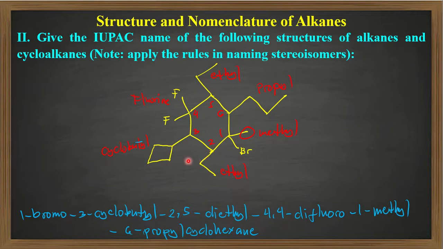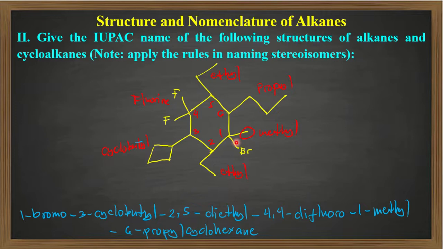That's the name for this structure here. So we have 1-bromo. 3-cyclobutyl. Okay. B, C, E, F, M, P, we arrange the substituents in alphabetical order. 2,5-diethyl. We have ethyl in carbon number 2 and carbon number 5. 4,4-difluoro. We have two fluorine atoms in carbon number 4. And then 1-methyl in carbon number 1. And one propyl in carbon number 6. And then the ring contains 6 carbon atoms. So this will be called cyclohexane. Okay?